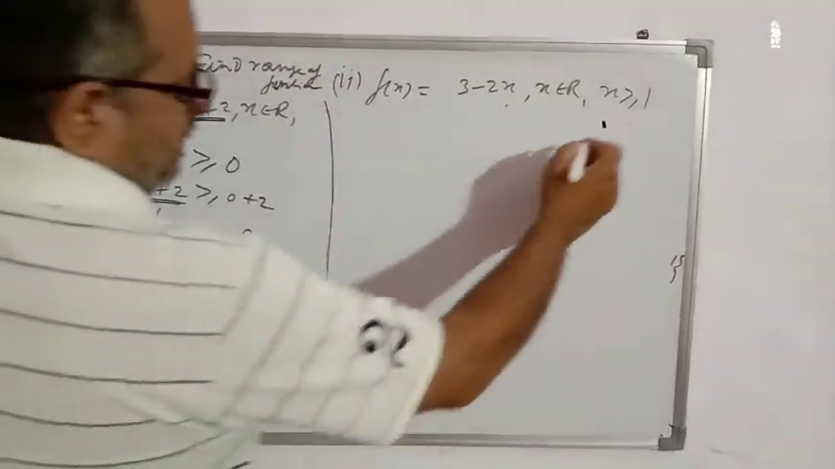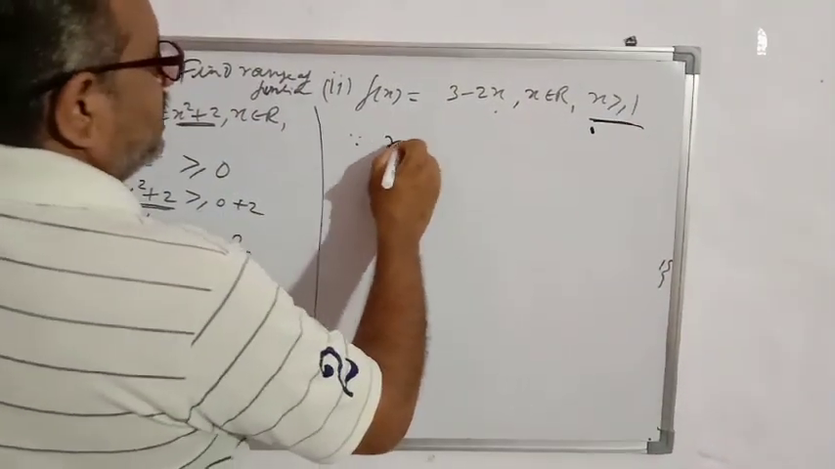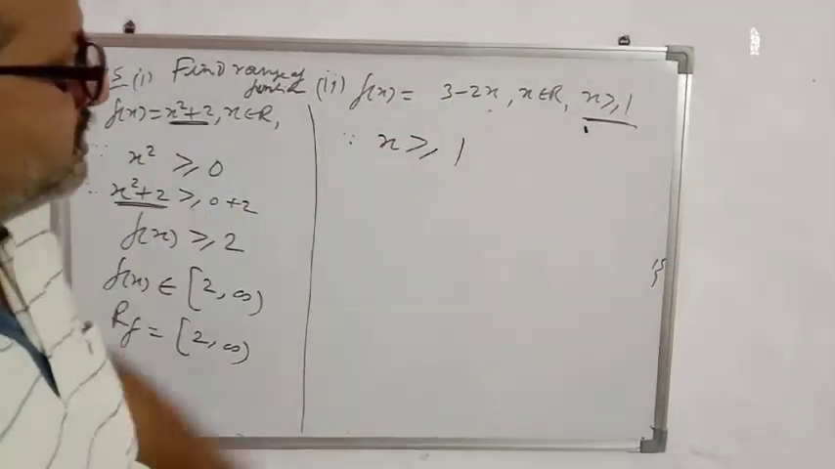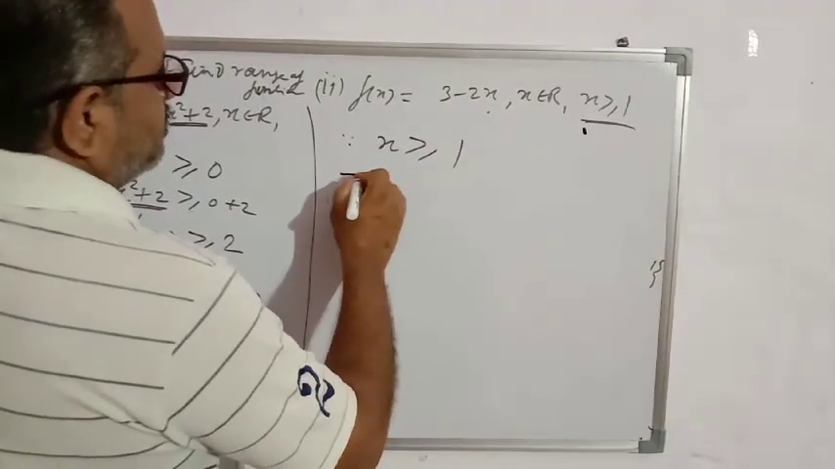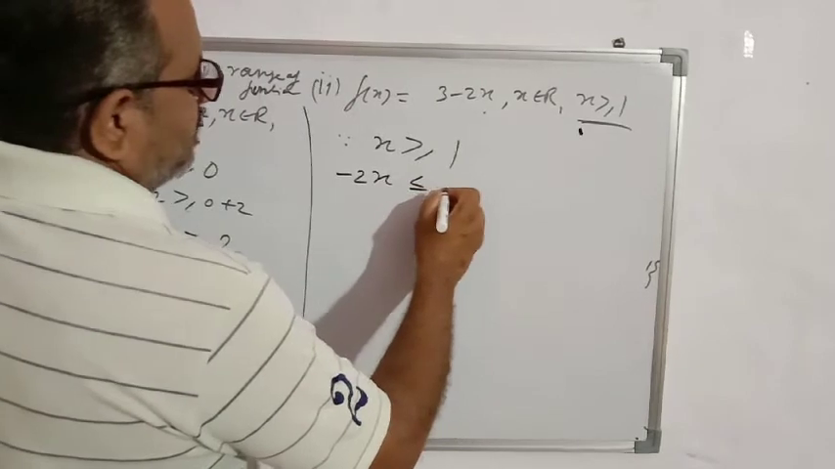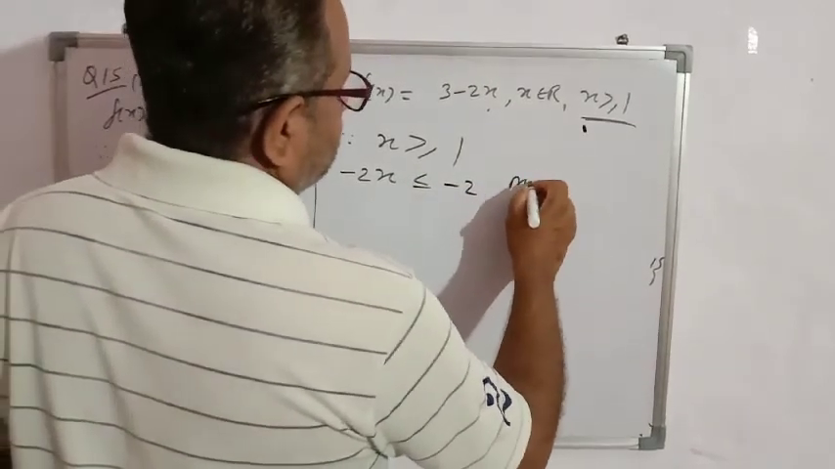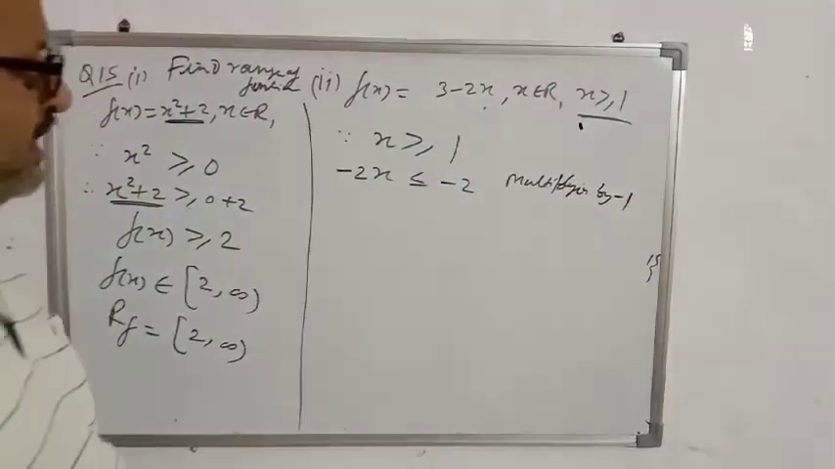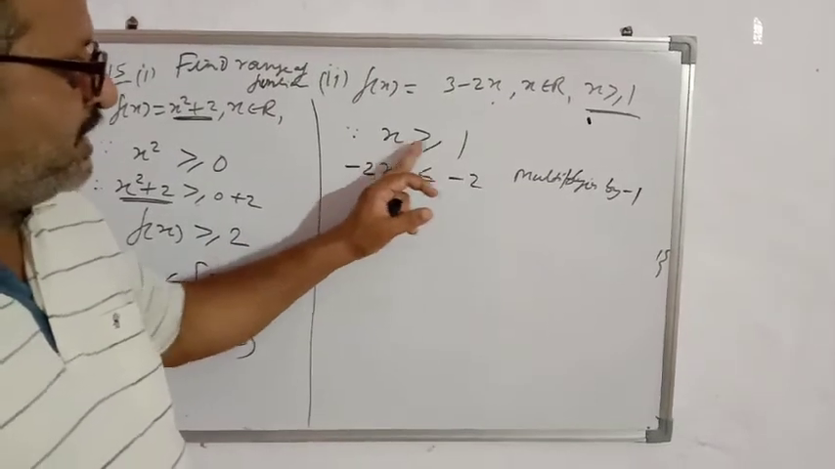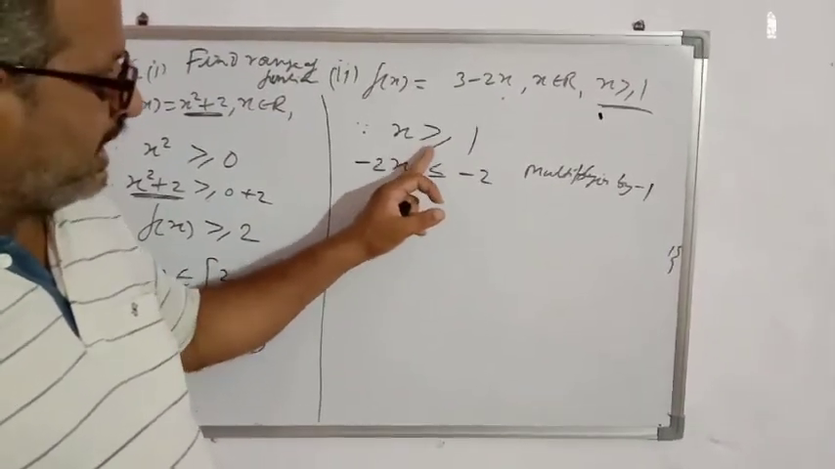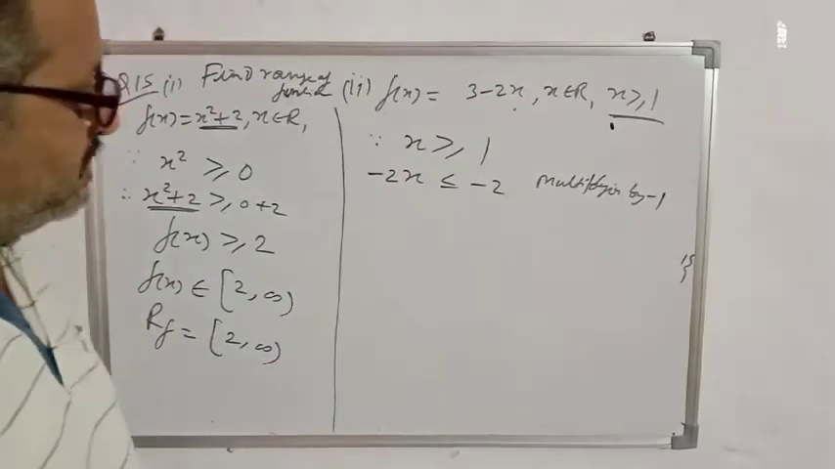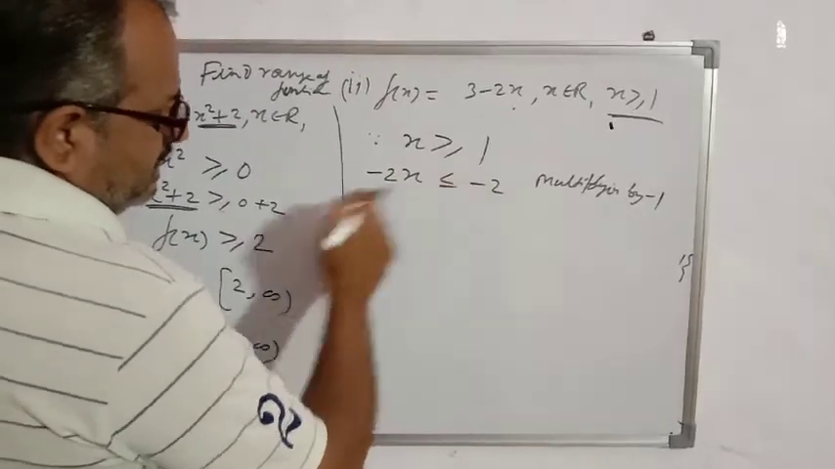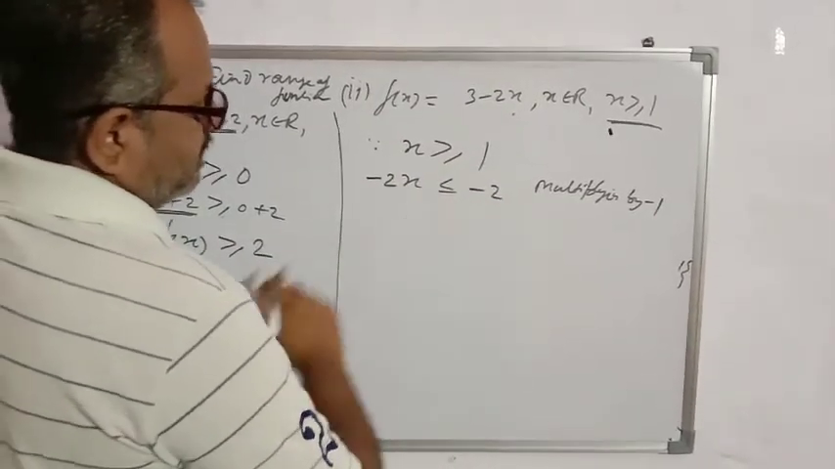Similarly, see here. It is given x greater or equal to 1. But the function is 3 minus 2x. So multiply by minus 2. We know that in inequality, if we multiply both sides by a negative number, the sign of the inequality gets reversed. So we are multiplying here by minus 2. Here greater or equal to, we reverse it, less or equal to. Minus 2x less or equal to minus 2.